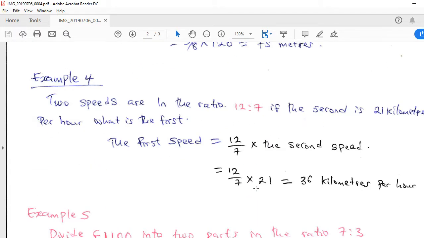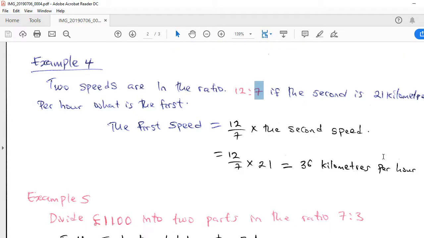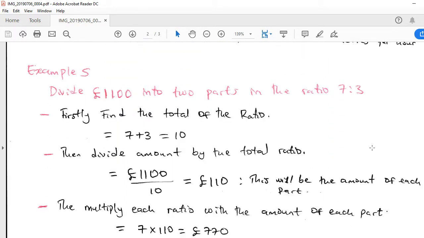Now, in the fourth example, we're finding the first speed. So we're going to be using the first value, which is 12, divided by 7, which will be 12/7, multiplied by the second, which is 21 kilometers in this case. So that's how this is done. So pay attention to that.